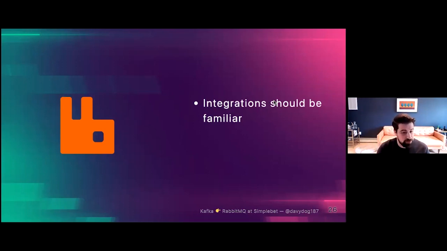So that's where RabbitMQ started to enter the picture. As we started to look at this, we were trying to remember what the actual problems were that we needed to solve for sending data to our customers. So one, integrations should be familiar, so close to what they probably know from working with other companies.